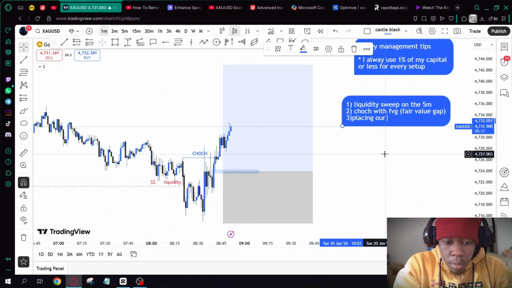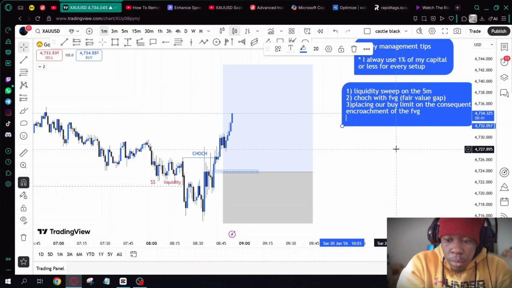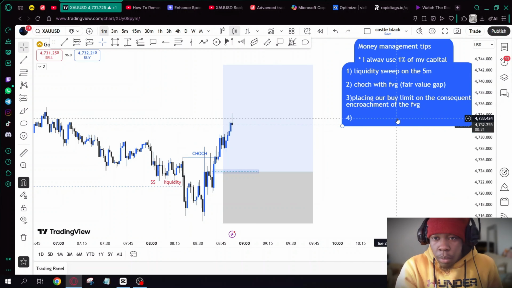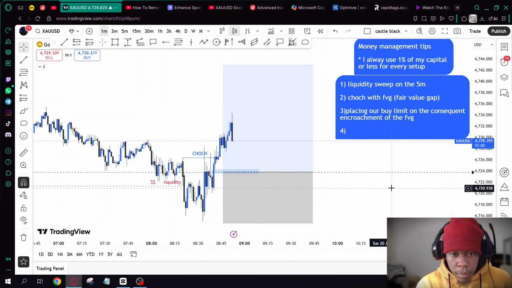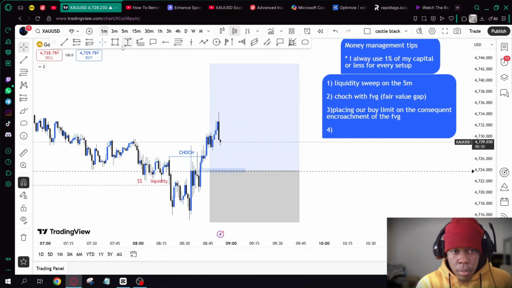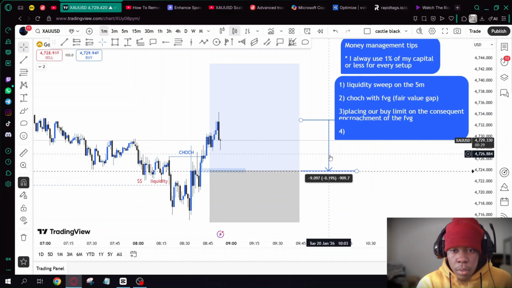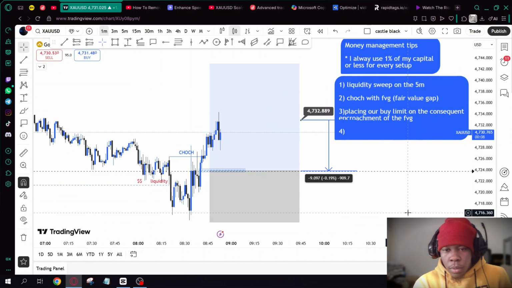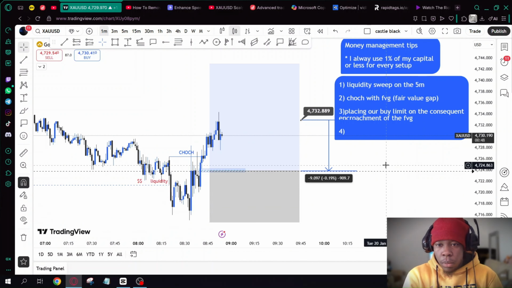So, liquidity has already been taken, so I dropped to the 1 minute to find my entries. Here's a quick checklist on how you can make the process easy for you. First things first, you check if the liquidity has been swapped on the entire time frame we are looking at, which means the 5 minutes. So I checked, has any liquidity been swapped on the 5 minutes?